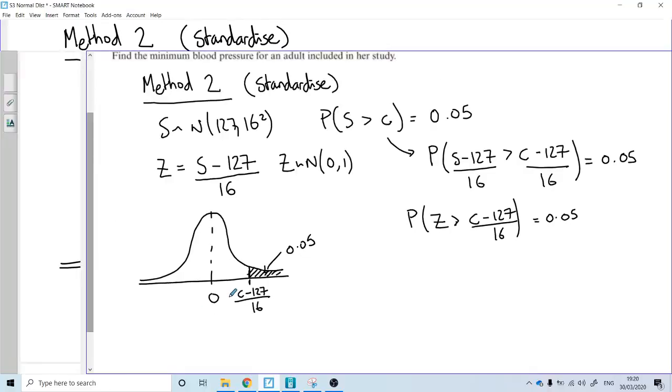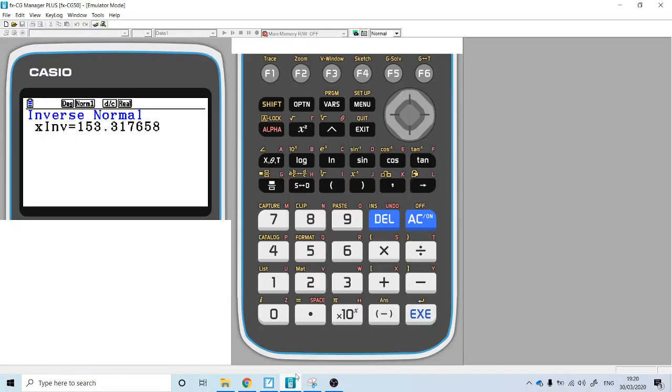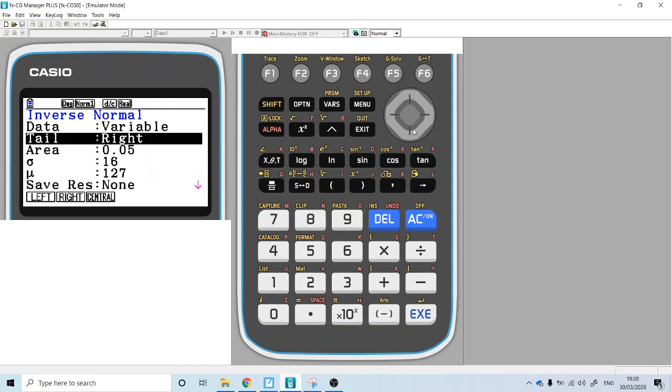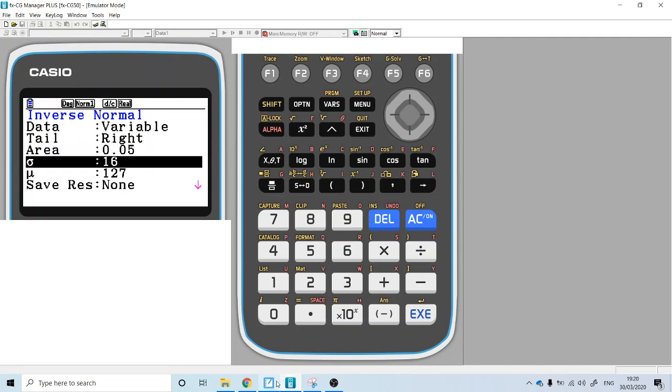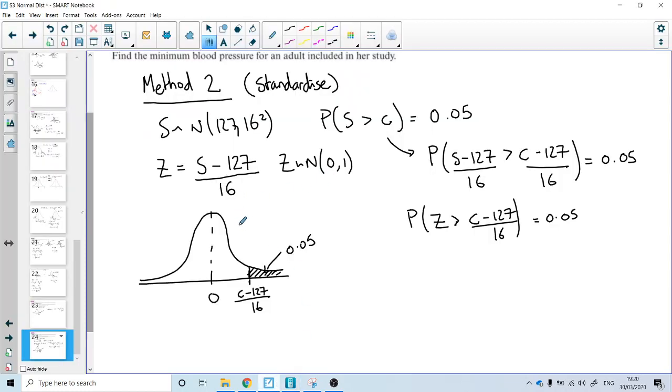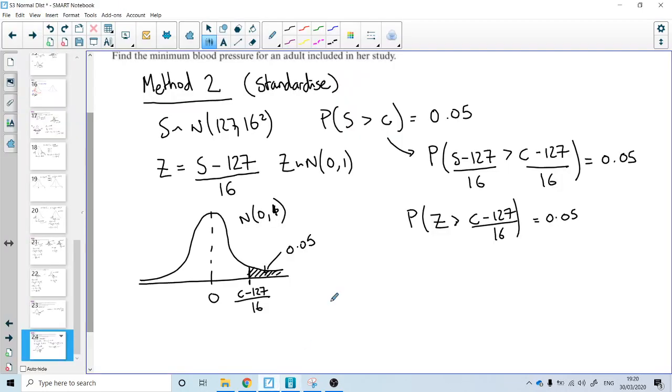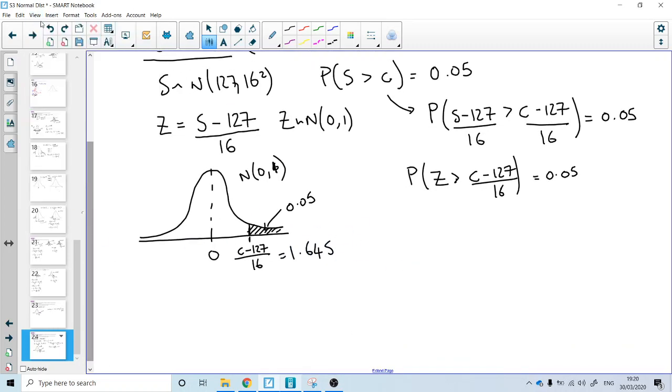So you used to have to use tables to find this value, but we can just use inverse normal on our calculator. So we've still got the right of our unknown value has an area of 0.05, but this time, because we're thinking about this Z distribution, remember this distribution is normal 0, 1, we're going to change the mean to 0 and the standard deviation to 1. And we get an answer of 1.645 to 3 decimal places. So we know that's equal to 1.645. So we can solve this in order to find out what C is.